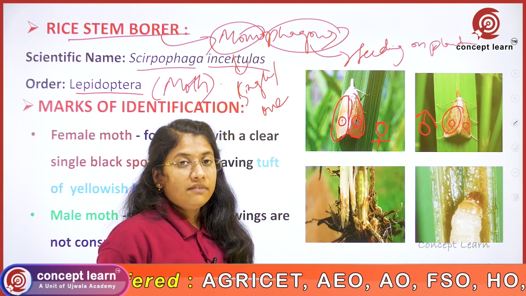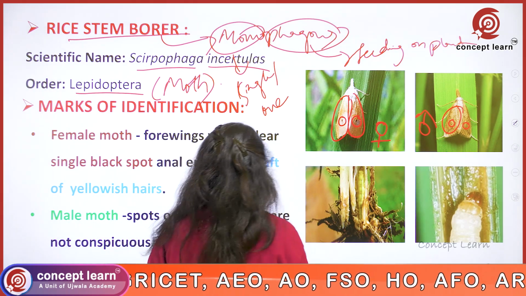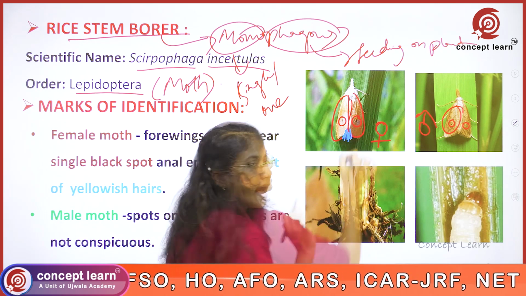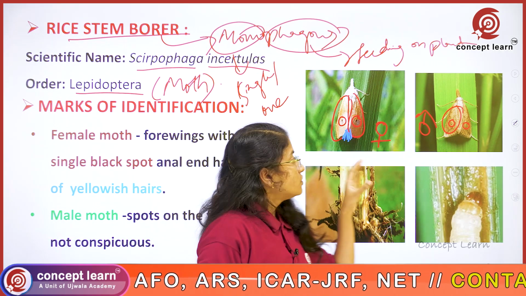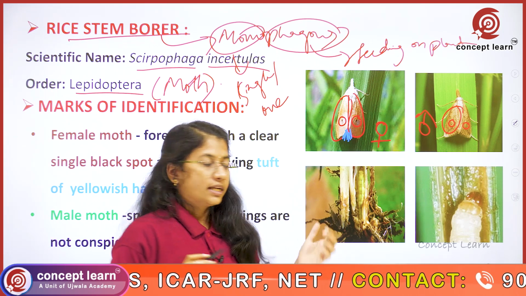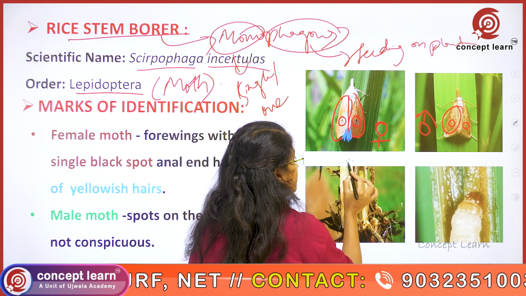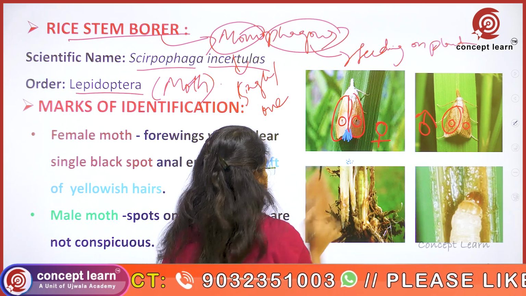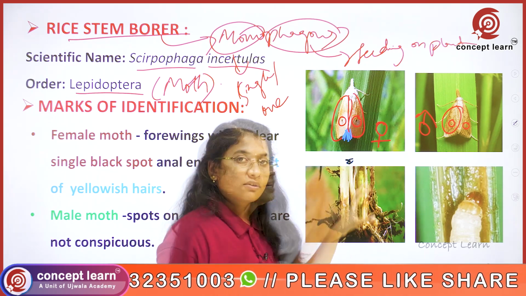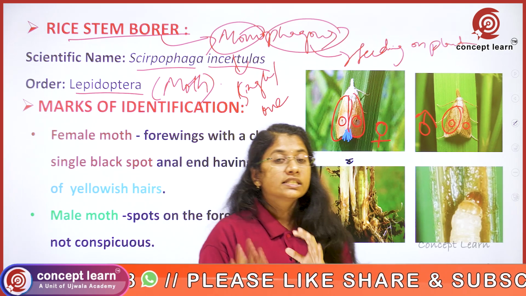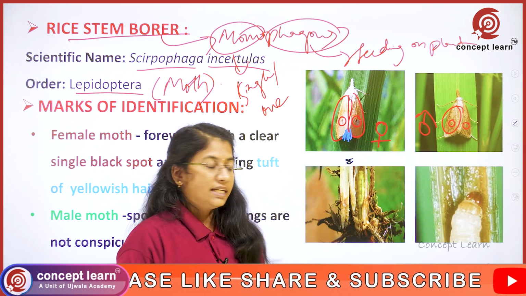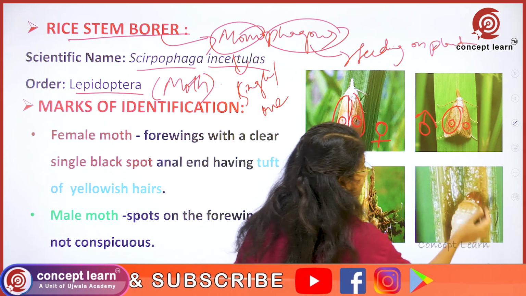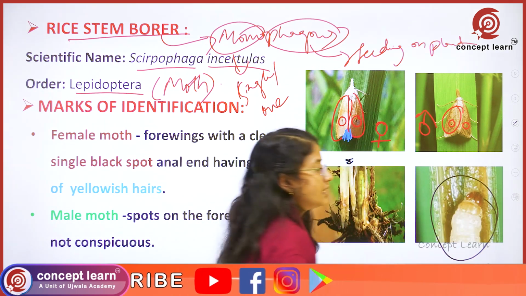The female has one more differentiation: it has an anal tuft of hairs towards the anal end of the abdomen. Whenever the female moth lays a cluster of eggs, those eggs are usually covered by this tuft of hairs for protection from predators and parasitoids. The larval stage is usually found feeding within the stem.